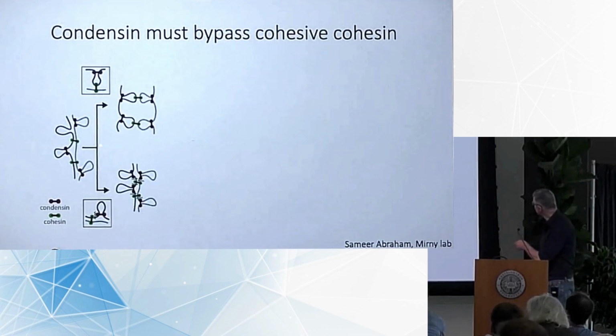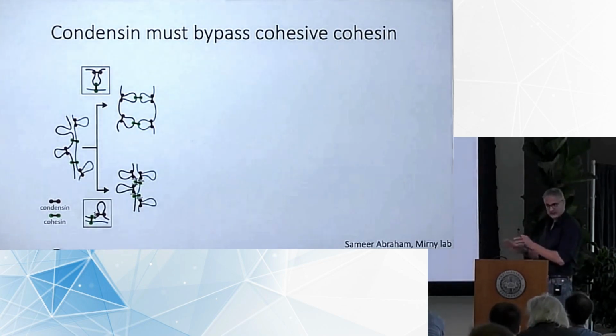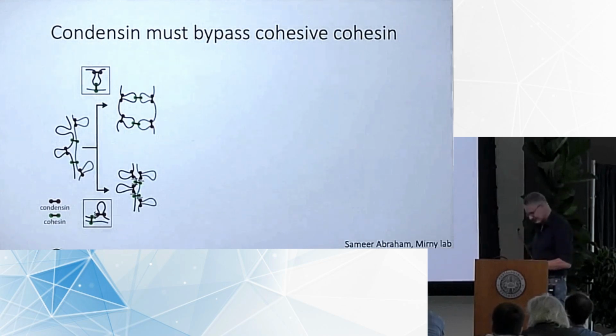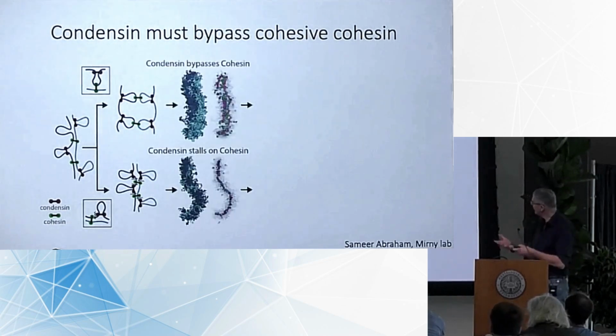The first is it will just step over this cohesive cohesin complex and keeps extruding. As a result, cohesin ends up at the tip of the loops. Or condensin doesn't know what to do. It gets stuck on this cohesive cohesin complex and ends up being stuck at that site. By simulations, we can understand what kind of structures this gives rise to.